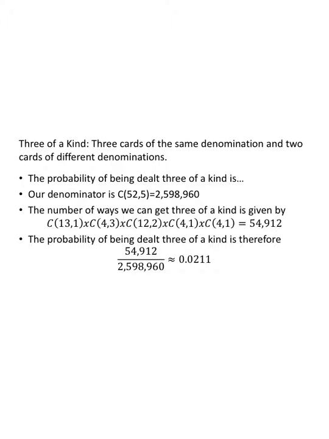3 of a kind. This is 3 cards of the same denomination, 2 cards that are different from each other and different from the 3-card combination. So we still have our denominator. This will always be our denominator. That's all possible 5-card hands dealt from a deck of 52.